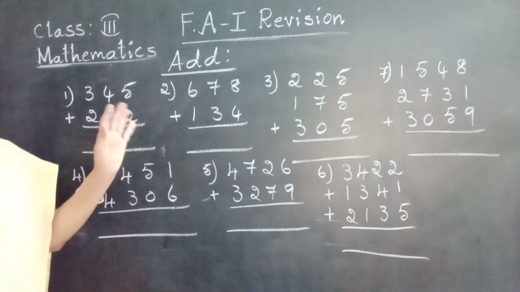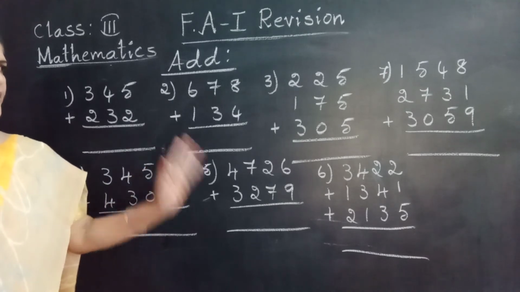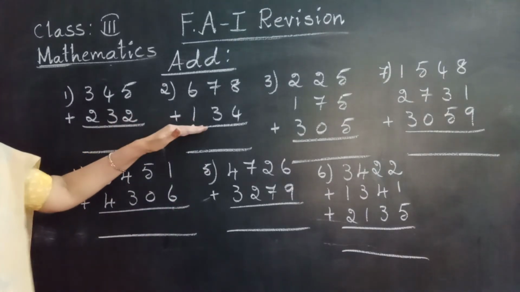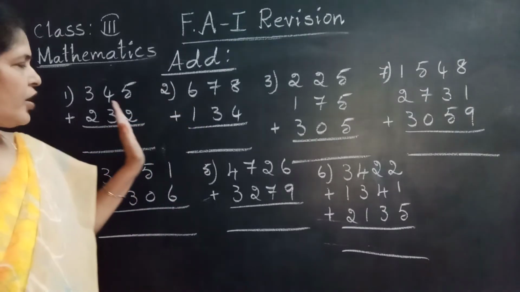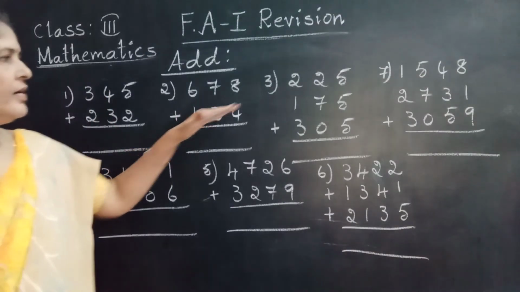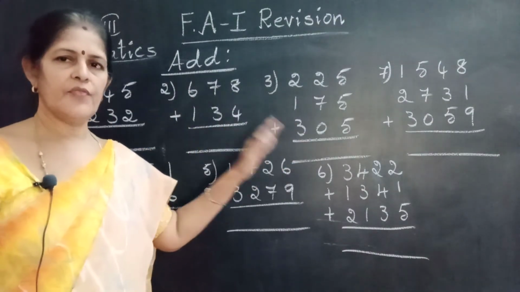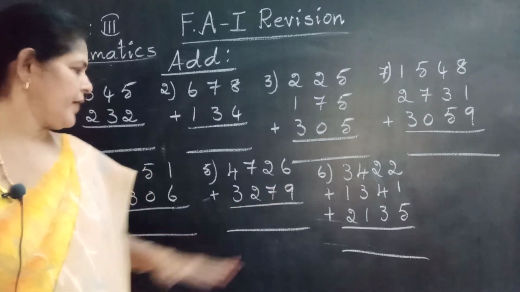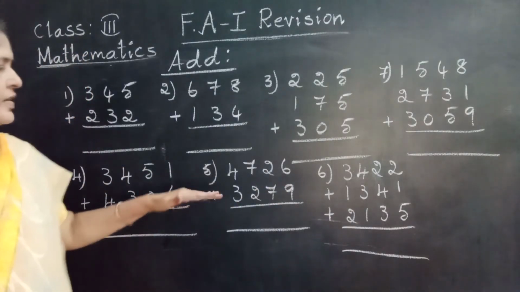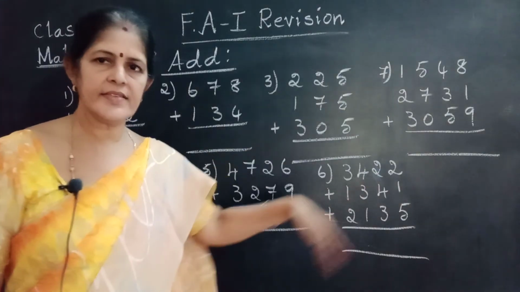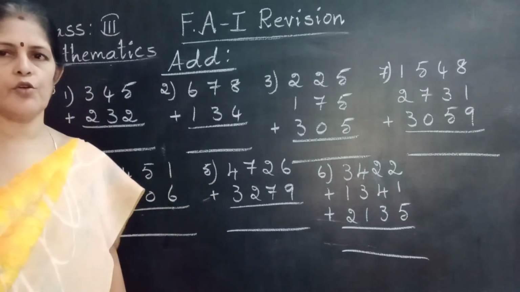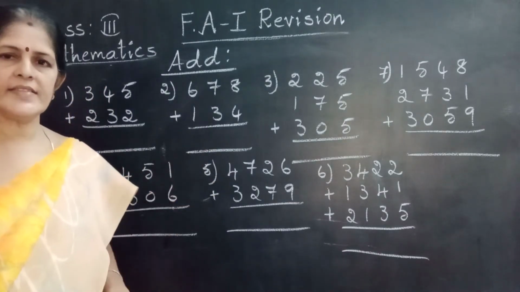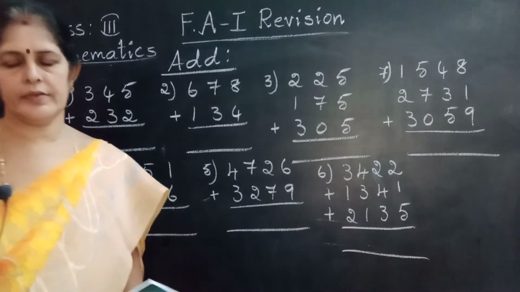You have to practice all the additions in your homework book. 3-digit numbers, 2 lines and 3 lines, with regrouping and without regrouping. 4-digit numbers, 2 lines and 3 lines, with regrouping and without regrouping. You have to practice in your homework book.